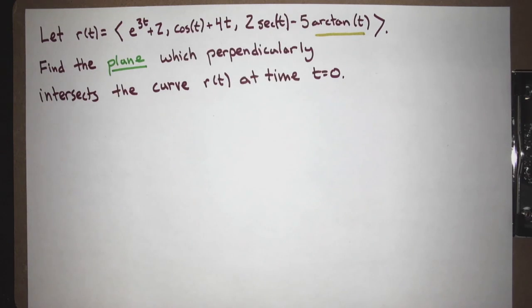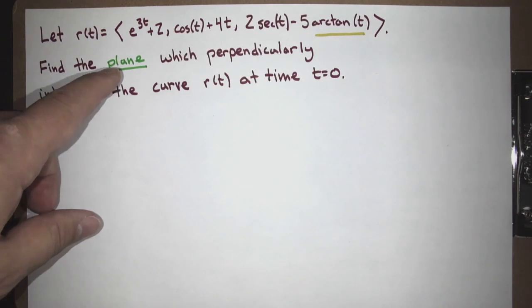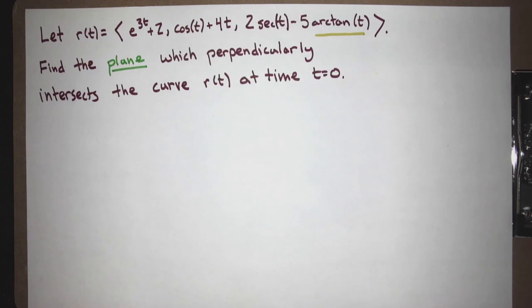Find the plane which perpendicularly intersects the curve r of t at time t equals 0. So you're not after a line, you're after a plane. If you see this problem, my eye is drawn to a word here, because I purposely wrote it in a different color. So plane. What should you be trying to do to find a plane?